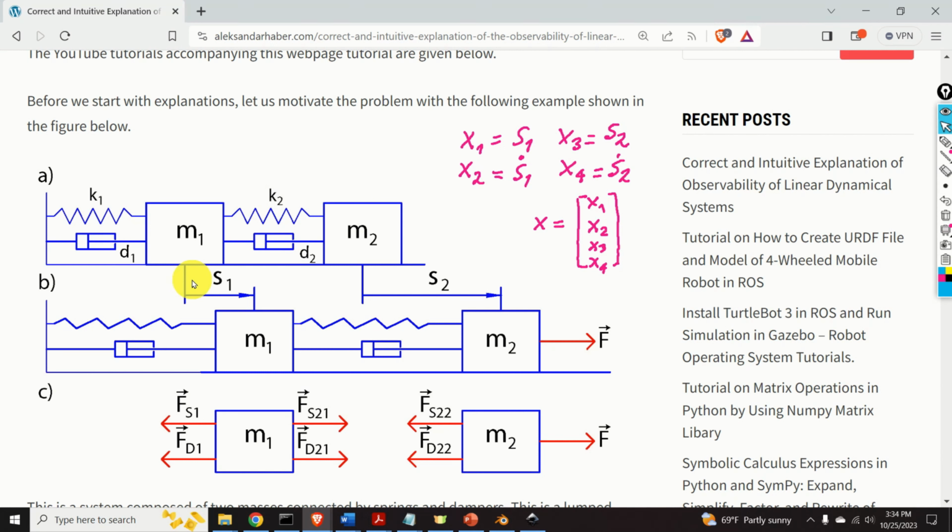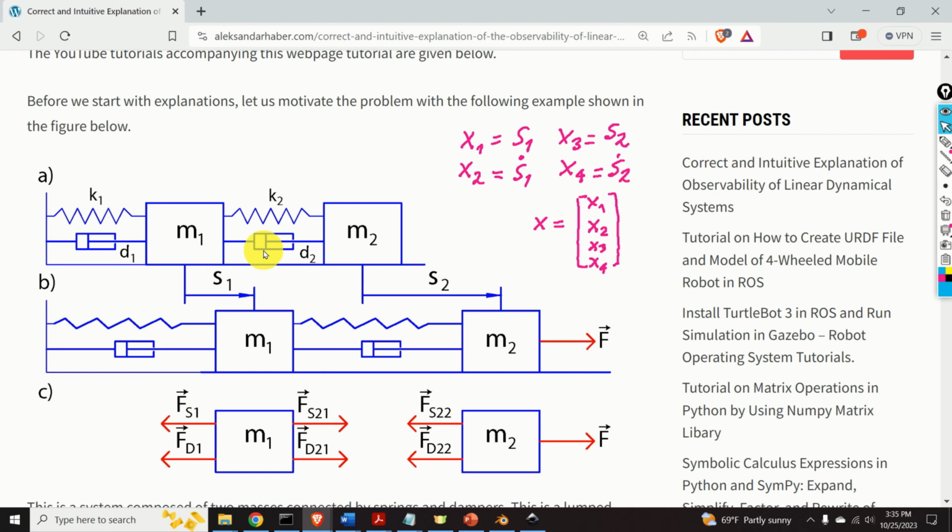However, most likely in practice we will work with a limited budget. And we will have enough funds only to purchase a single sensor. Let's say that we purchased a distance sensor. And let's say that we placed this distance sensor over here. And this distance sensor provides us information about S1.